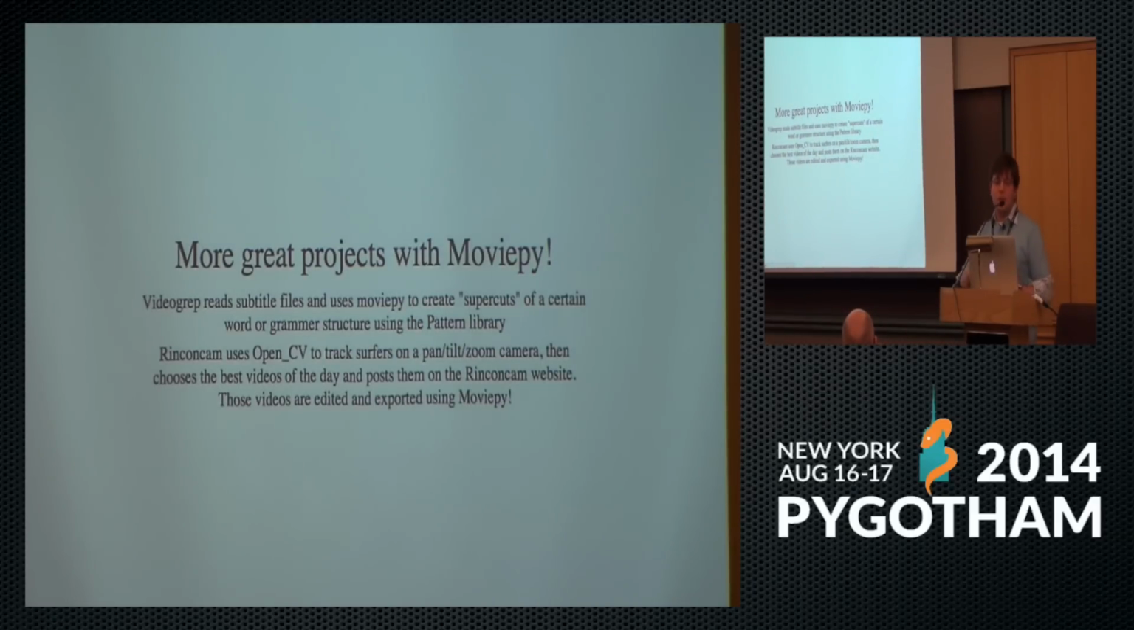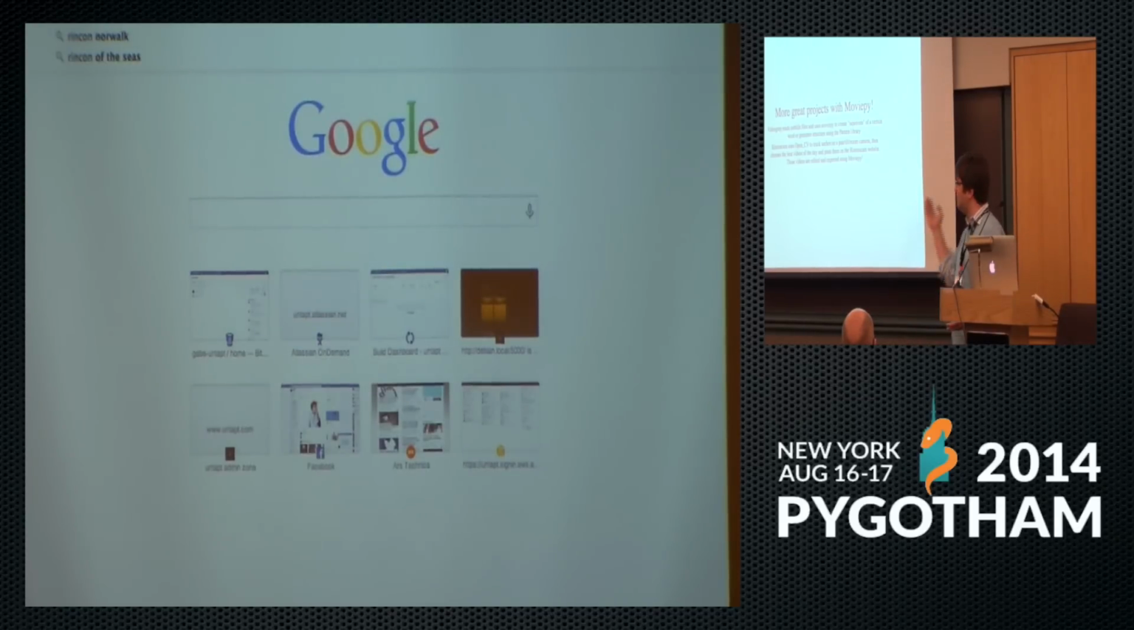One of the coolest projects is this. Well, there's two really great ones right here. There's Video Grep, which will search subtitle files and then create supercuts out of that. If you've ever seen The Daily Show where they say, look at everyone on Fox News saying the same thing, that's what you can do using subtitle files, MoviePy, and Video Grep.